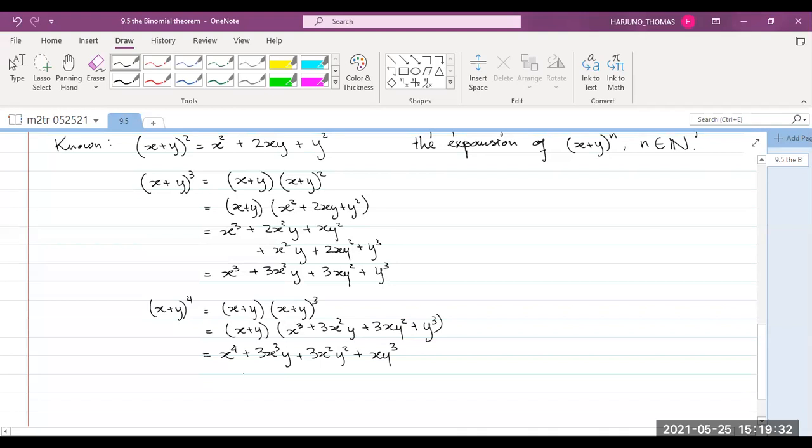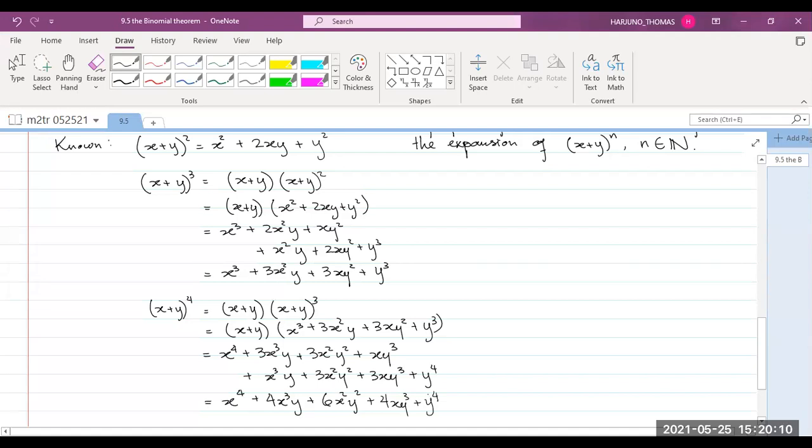And then plus x cubed y plus 3x squared y squared plus 3xy cubed plus y to the 4th. And we get x to the 4th plus 4x cubed y plus 6x squared y squared plus 4xy cubed plus y to the 4th.